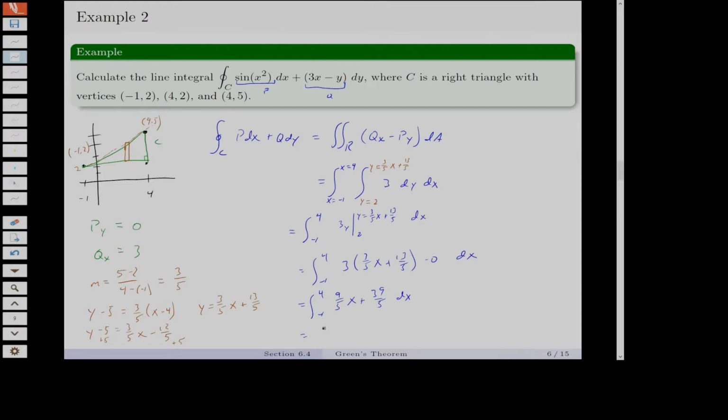So when I integrate, I get 9/5 times 1/2 x squared plus 39/5 x. Okay. And since we're running out of room here, I'm just going to compute this away really quickly. And I think I get 171/10.